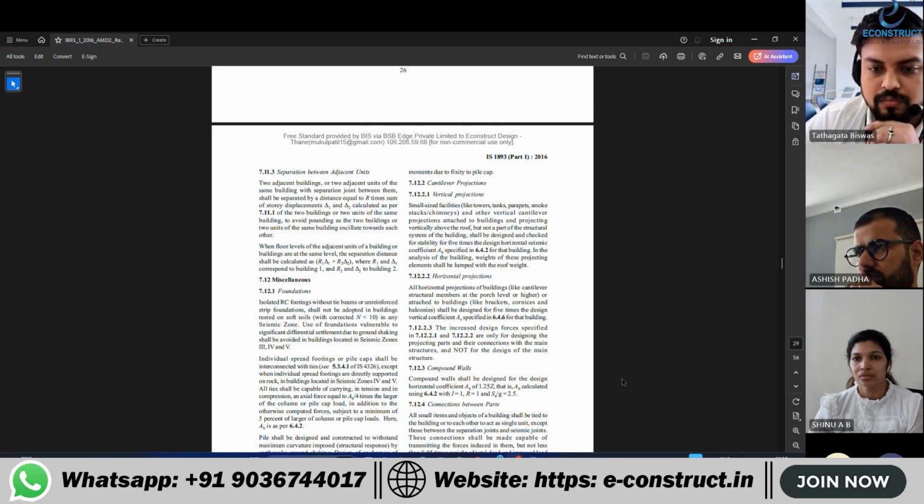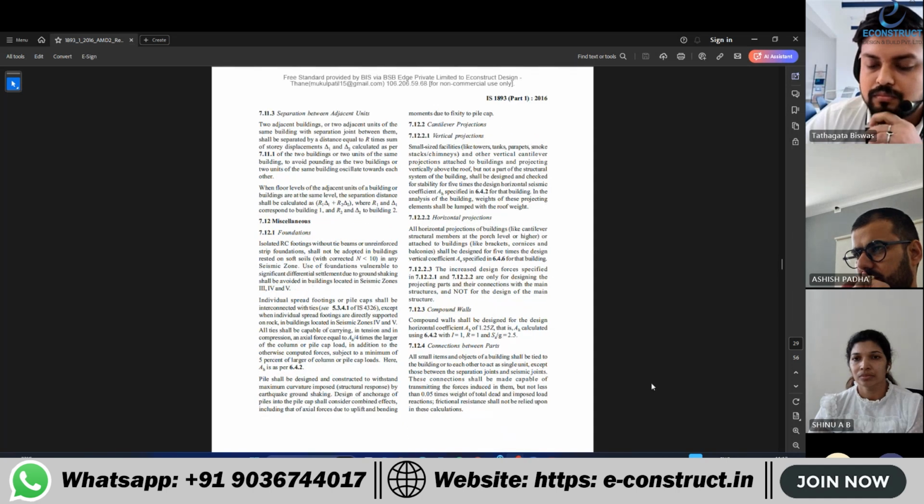7.12.2.2 Horizontal projections. All horizontal projections of buildings like cantilever structural members at the roof level or higher, or attached to the buildings like brackets, cornices and balconies, shall be designed for 5 times the design vertical coefficient AV specified in 6.4.6 for that building.